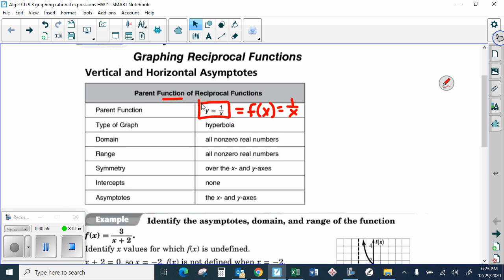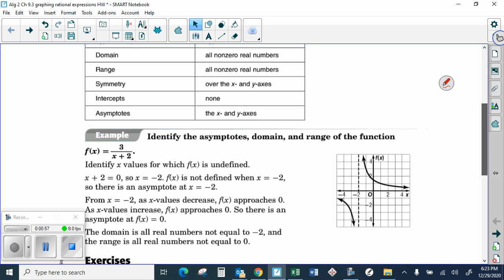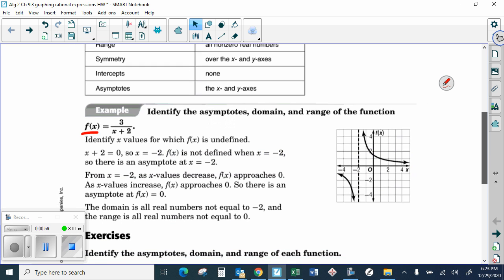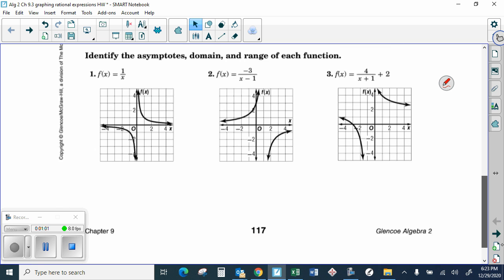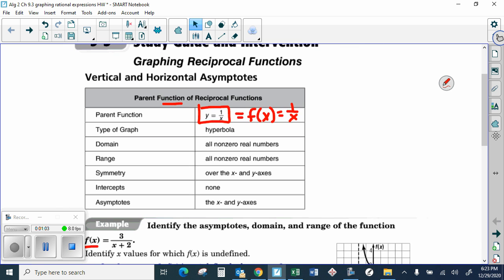Okay, and you notice down here in their examples, they go ahead and do it correctly and write it as f of x in all their problems. So they should have put that up here as well.